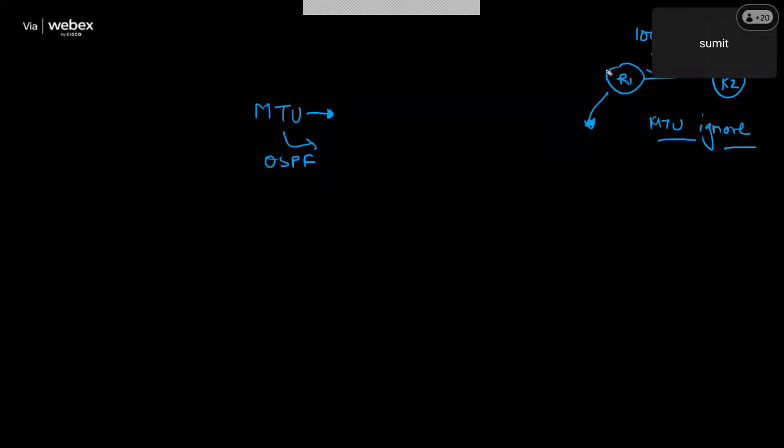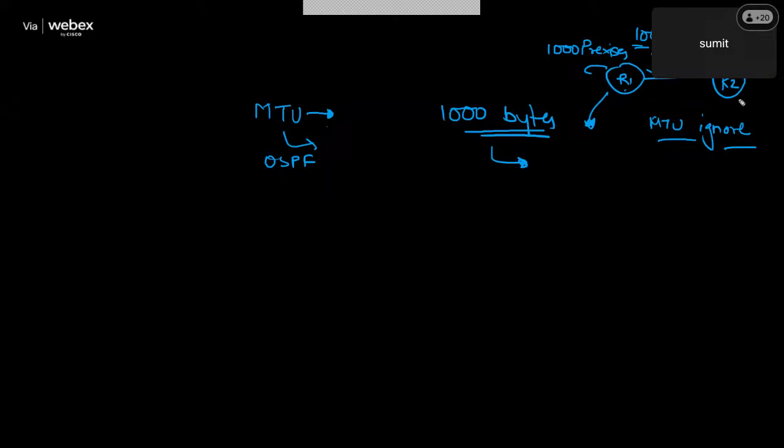What if there are 1000 prefixes that R1 has to advertise to R2? For sure, it needs some memory, right? And if your maximum MTU size is 1000 bytes, it can only create a maximum packet size of 1000 bytes. That is the use of MTU. Is everyone clear about this?